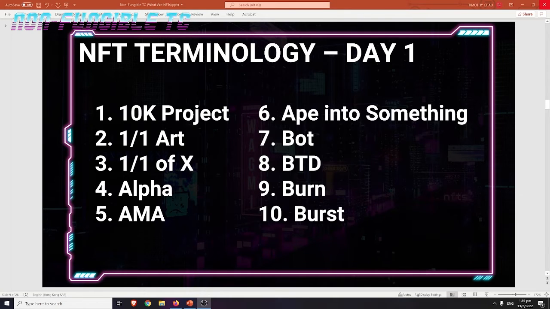So basically, if you are a digital artist and you want to mint one of your artworks as a 1 out of 1 art, then that would be a rare piece, and it's a unique piece where there's only one owner.